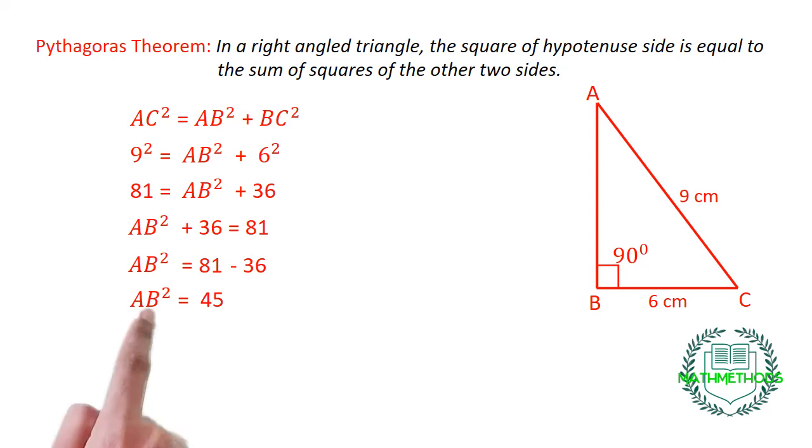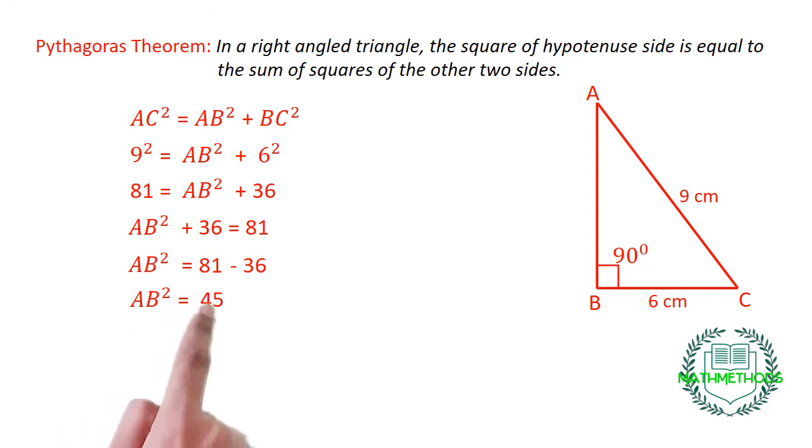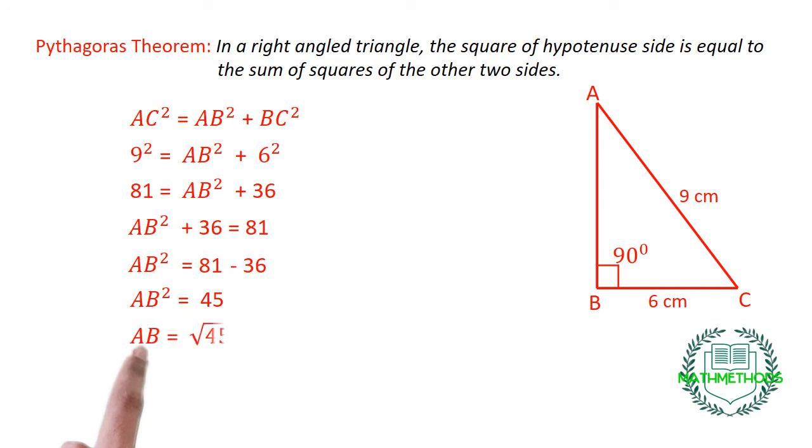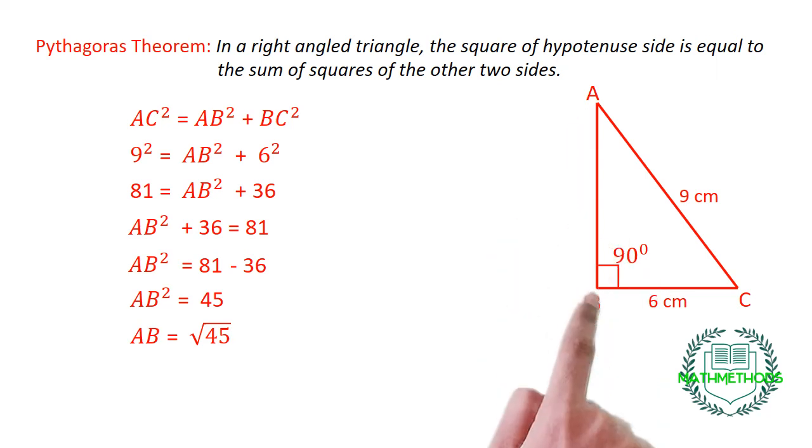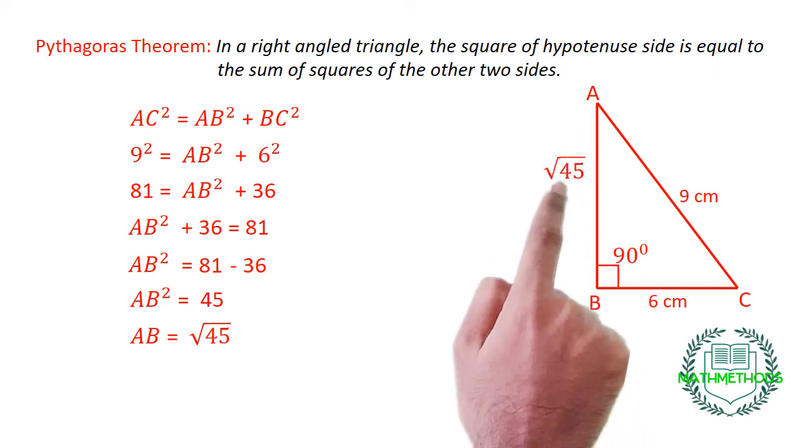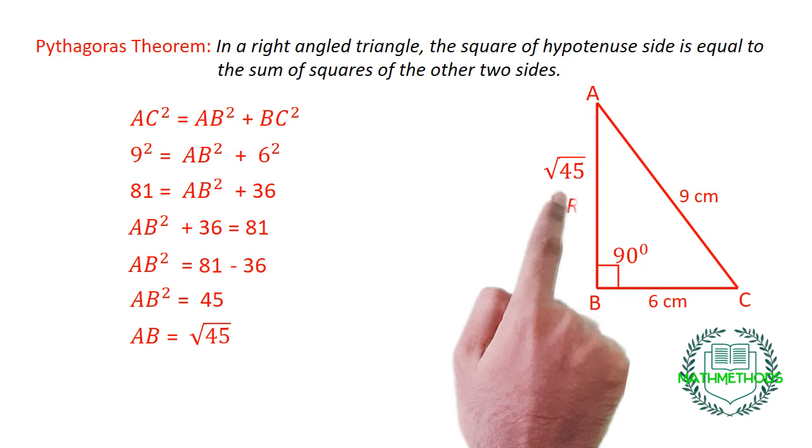If AB squared equals 45, then what will be the value of AB? If AB squared equals 45, then the value of AB will be the square root of 45. Therefore, the length of side AB equals the square root of 45. The square root of 45 can also be written as 3 root 5.